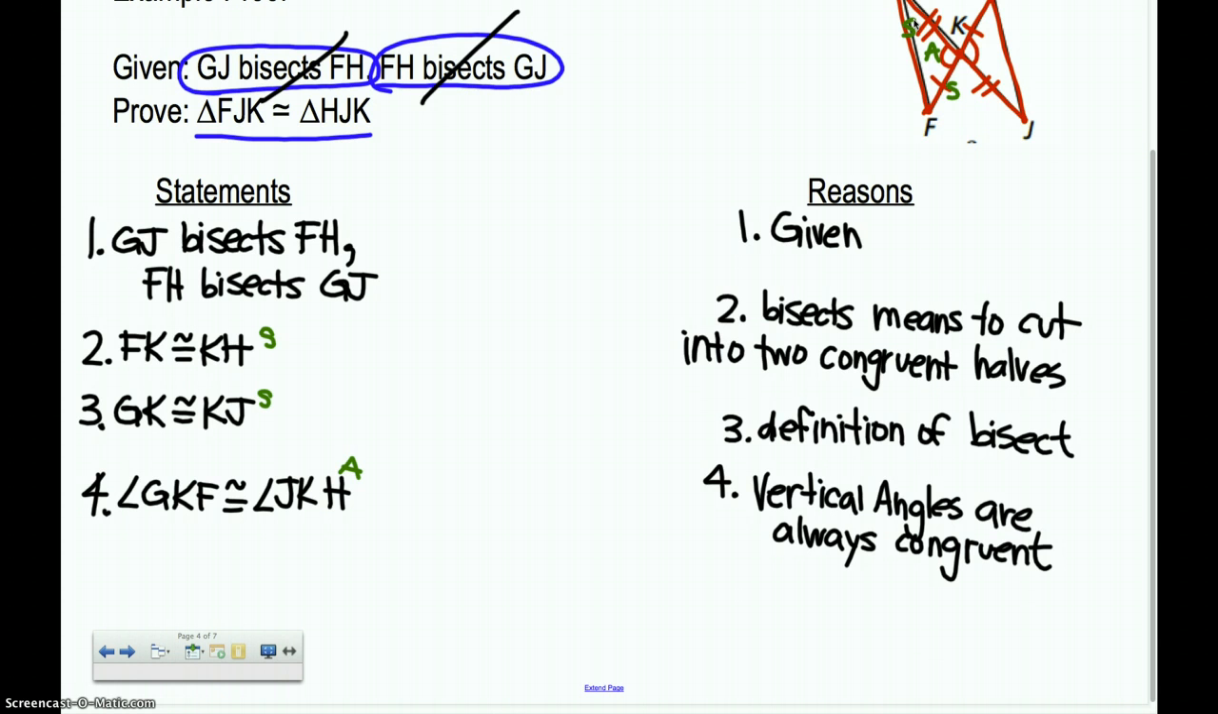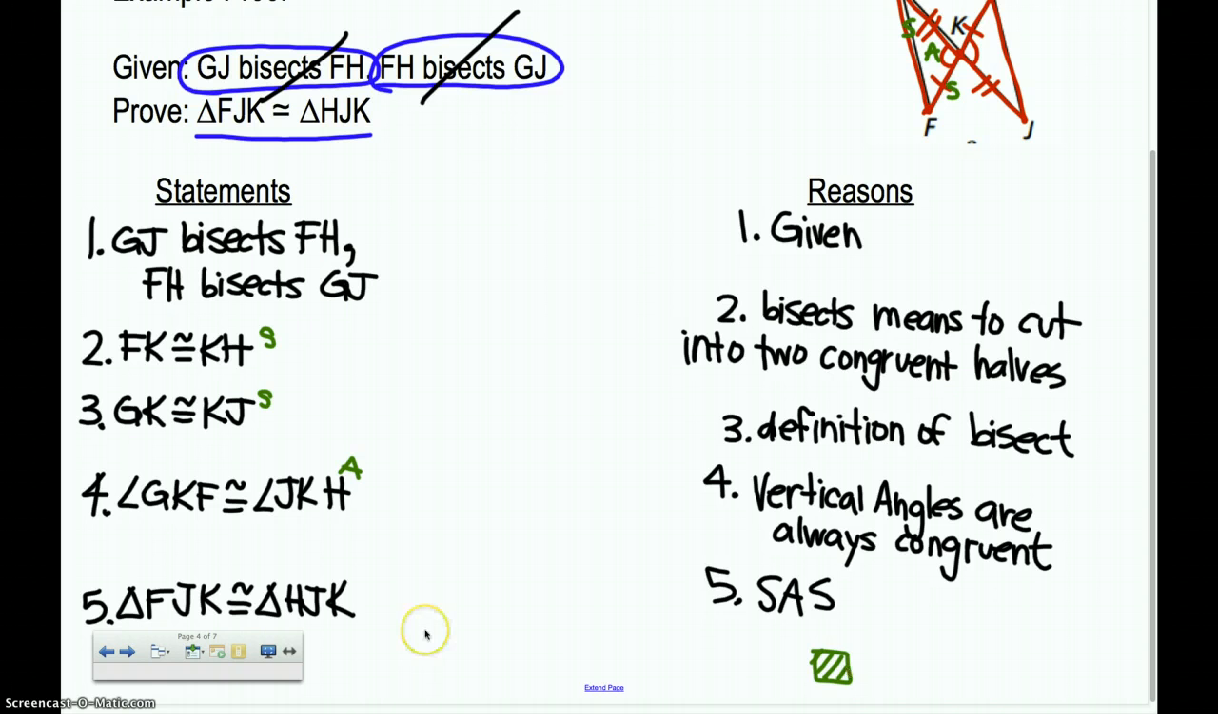And once we have SAS that we've shown, we can say that triangle FJK is congruent to triangle HJK. Why? Because of SAS. We are done. SAS, you gotta show two sides in the included angle. Work with the givens as much as you can. Start with the givens. That's what we did.